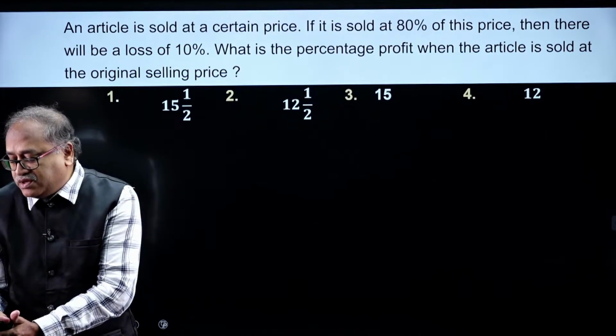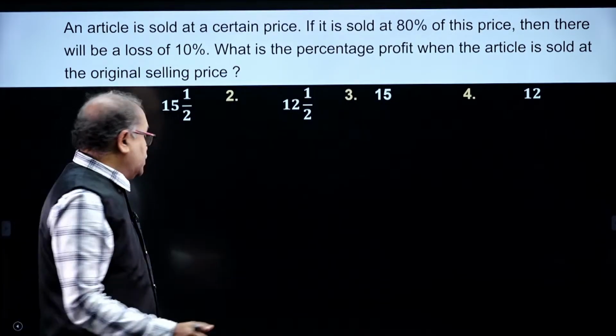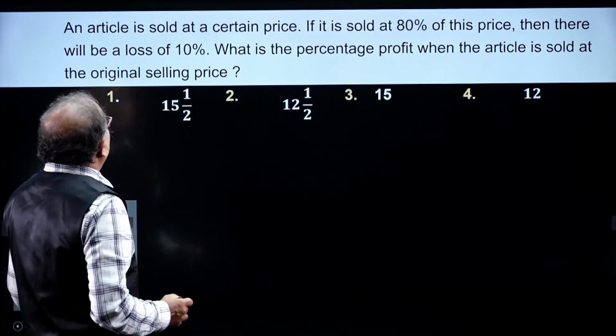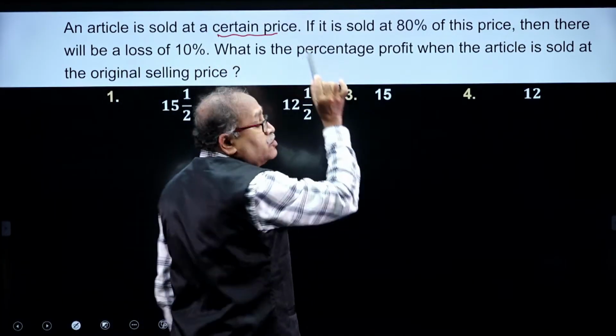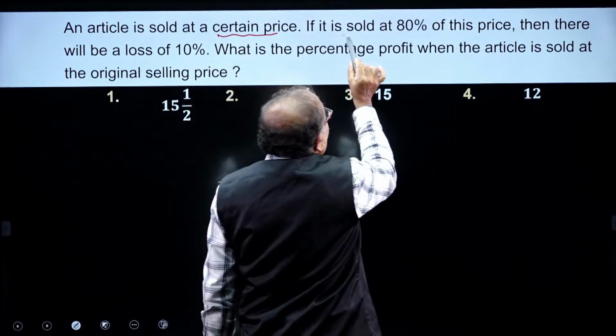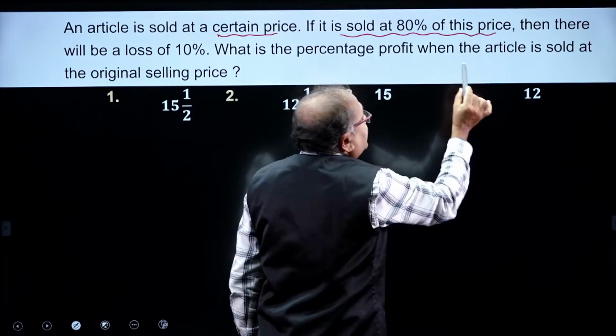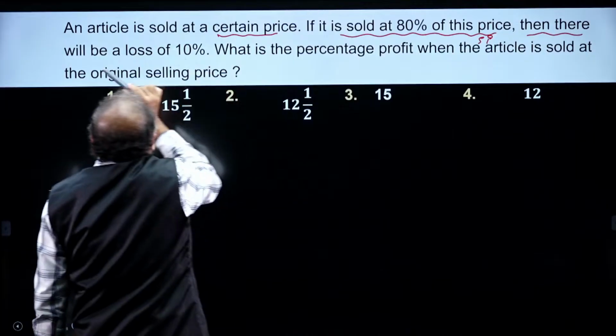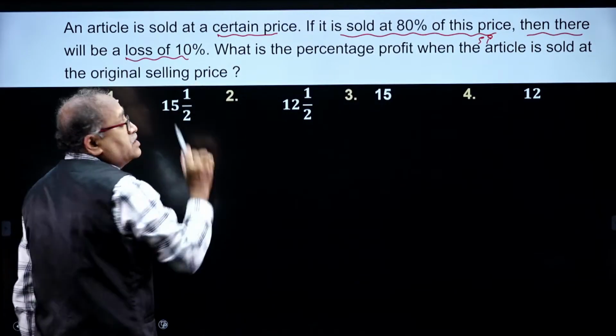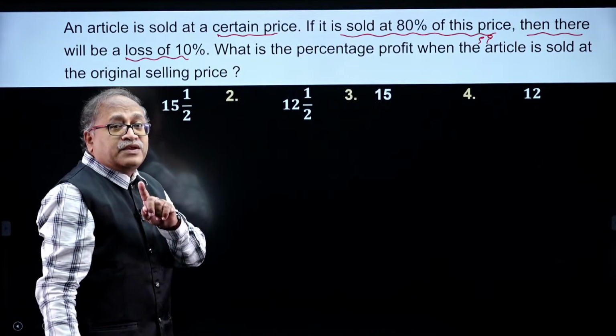So, it is the next question for you. It is a quick revision before you write all the examination. Let me read that question over here. An article is sold at a certain price. I do not know what the SP is. Now, if it is sold at 80% of this price, 80% of the selling price, then there will be a loss of 10%.